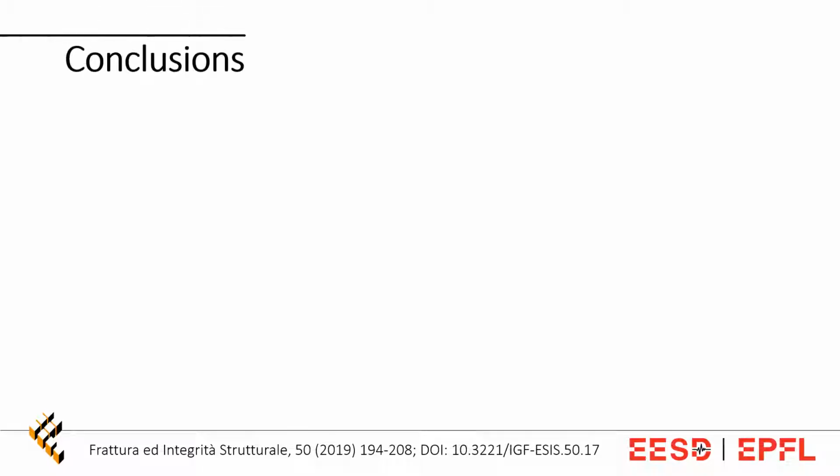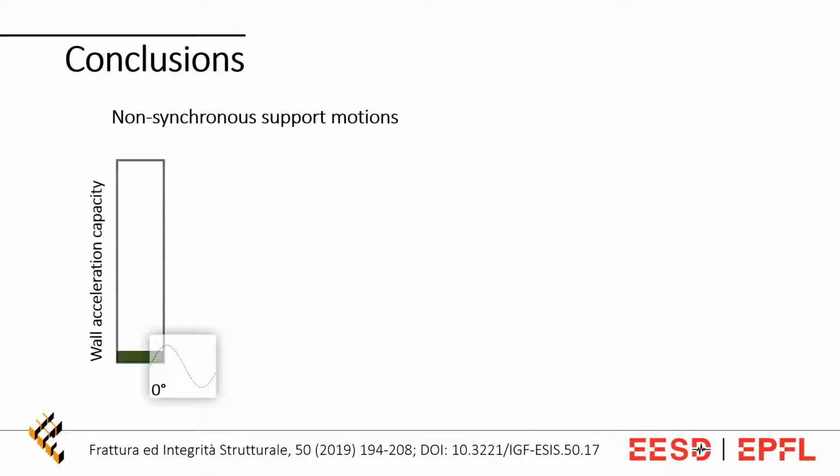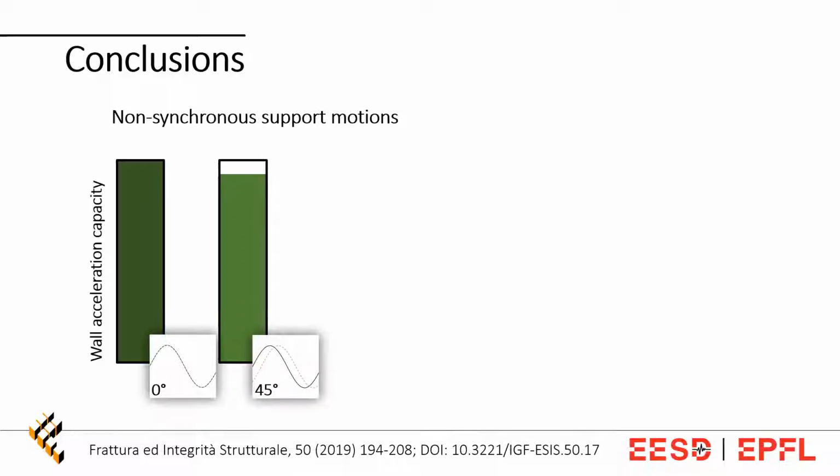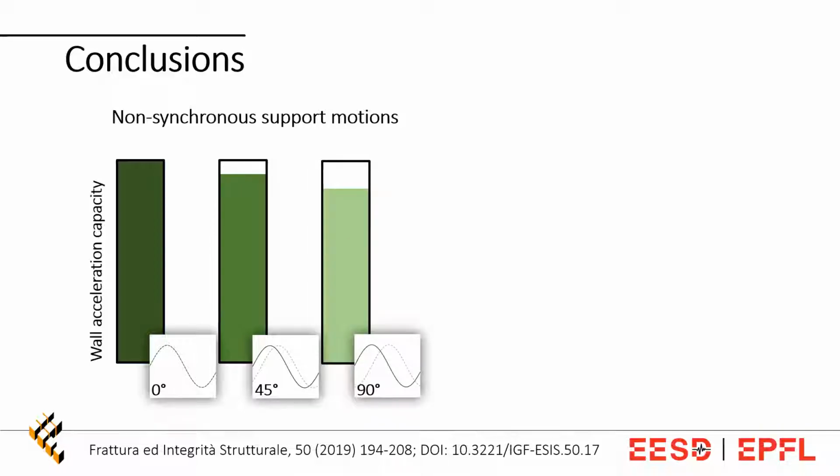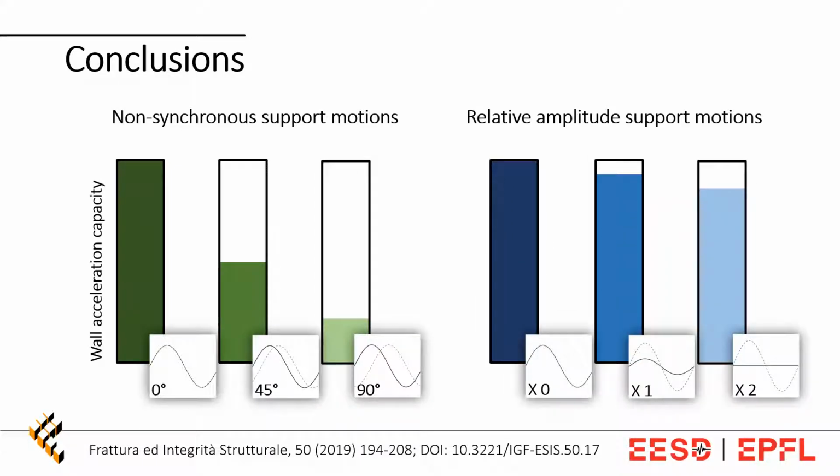Using for comparison the median values of the fragility curves, the conclusion of the study can be drawn. Looking at non-synchronous support motions, for most of the studied configurations, the acceleration capacity of the wall decreases by up to 10%, and by 20% when the wall supports are in quadrature, which means they differ in phase by 90 degrees. However, for configurations in which the level of overburden is high, the wall capacity can dramatically drop by more than 50%. And a similar conclusion holds for support motions that are in phase but of relative amplitude.